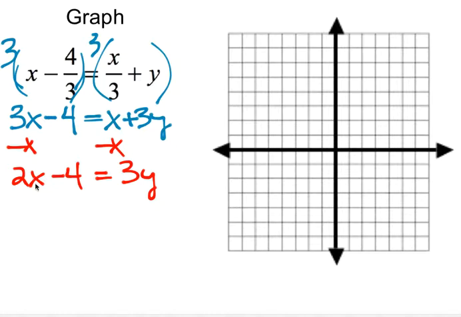You can certainly plug in values for x and for y. Plug in 0 for x and see what it spits out for y. You could plug in 0 for y and see what it spits out for x and get 2 points that way. Those would be your intercepts.